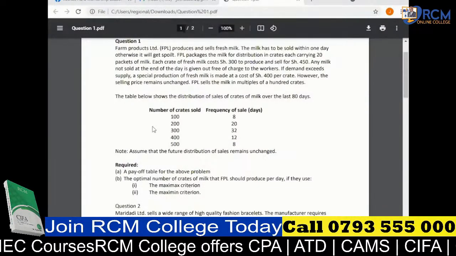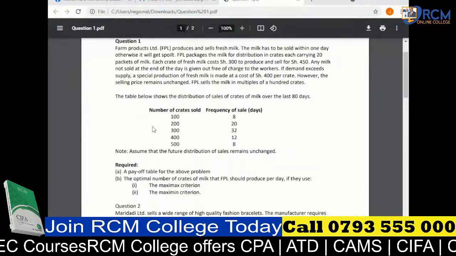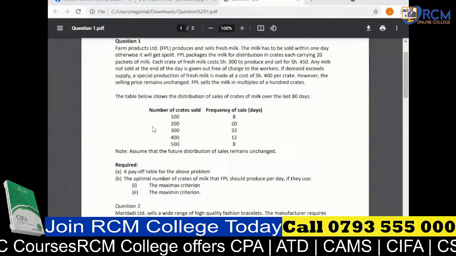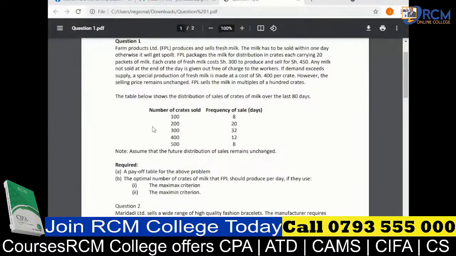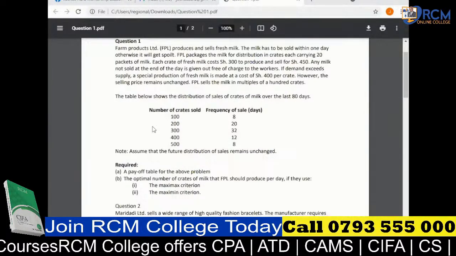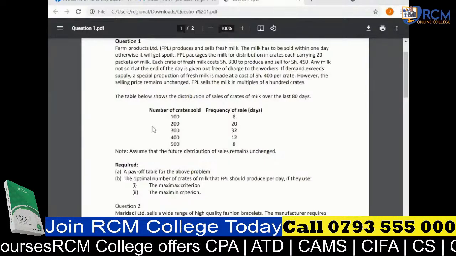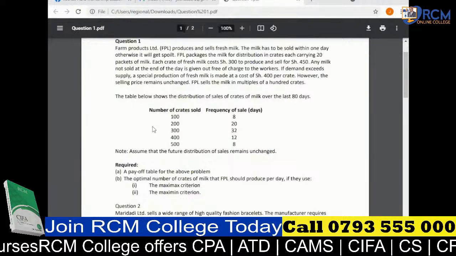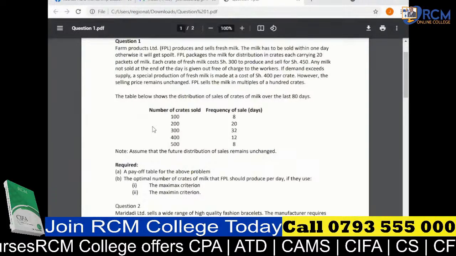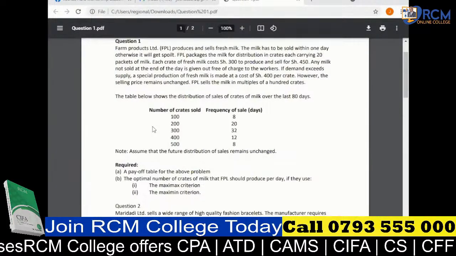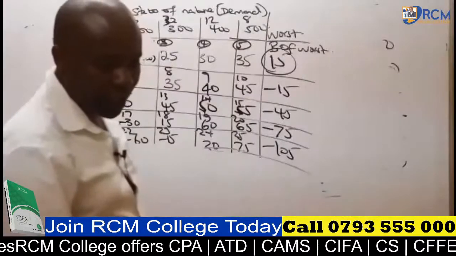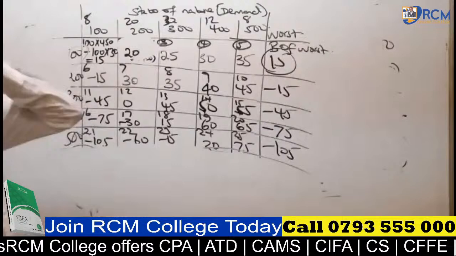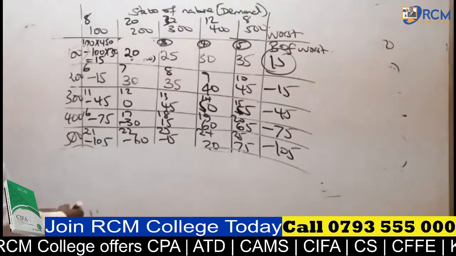Of course, to get these probabilities, I would have used the frequencies: 8, 20, 32, 12, and 8. Can somebody give me the total frequency? We normally use frequencies to get probabilities. Add the frequencies of sales, and divide each frequency by the total. They're telling me that the total is 80.